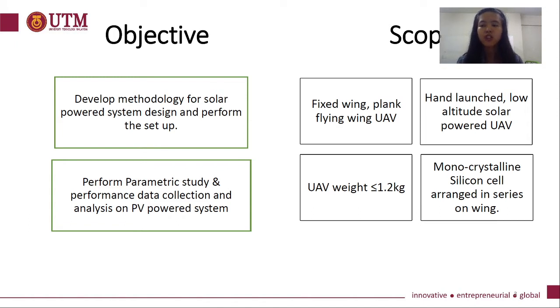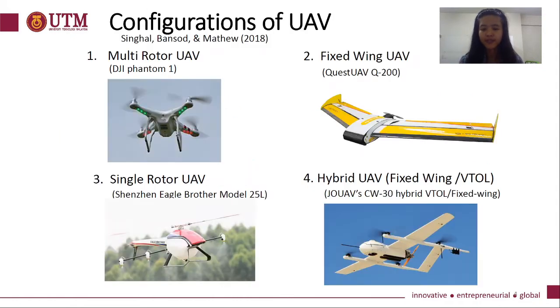It's a hand-launched, low-altitude solar power UAV, and the photovoltaic device is monocrystalline silicon cell, which is arranged in series, mounted on the wing. So there are a few configurations of UAV, which include the multi-rotor UAV, fixed-wing UAV, single-rotor UAV, and hybrid UAV. So different configurations of UAV are used in different applications.